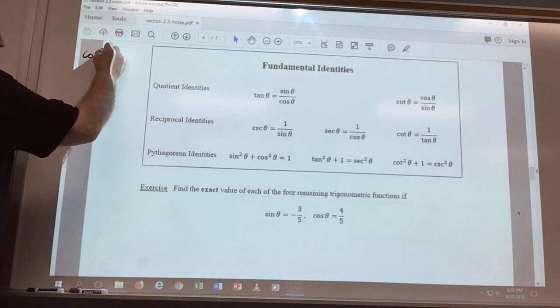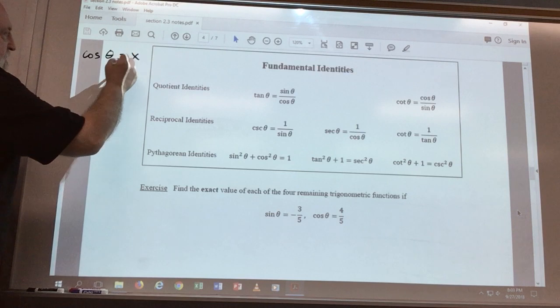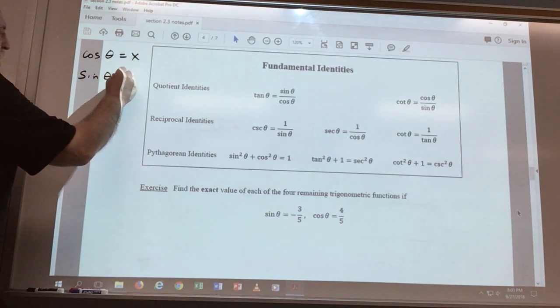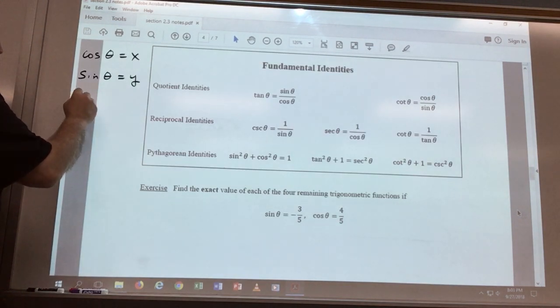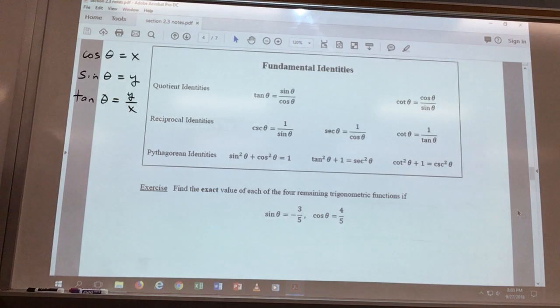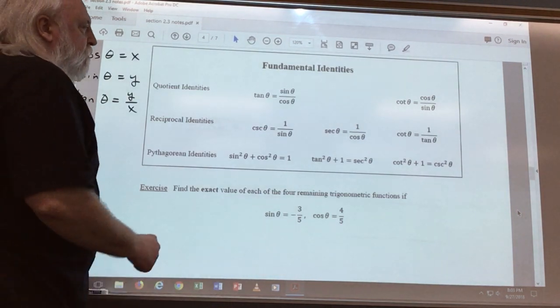Okay. From the unit circle, cosine theta is equal to the x-coordinate, sine theta is equal to the y-coordinate, and tangent theta is equal to y over x. Right, that's from the definition of the 6 trig functions of theta. Well, let's just kind of go through these.